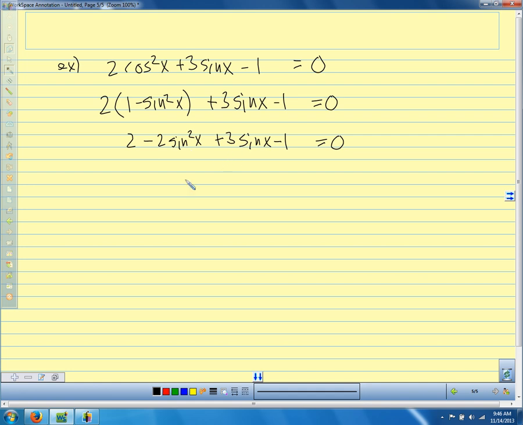Then I can rearrange this and write this as negative 2 sine squared x plus 3 sine x minus, and let's see, what did I do here? I think I wrote my, I wanted this to be a 3.